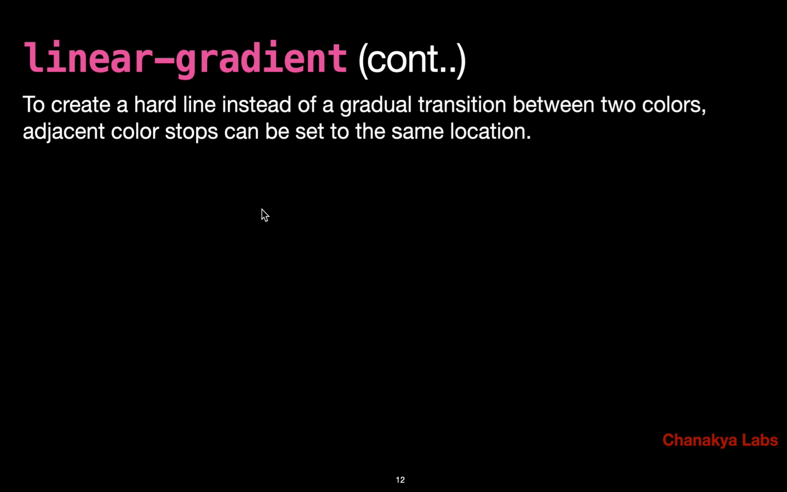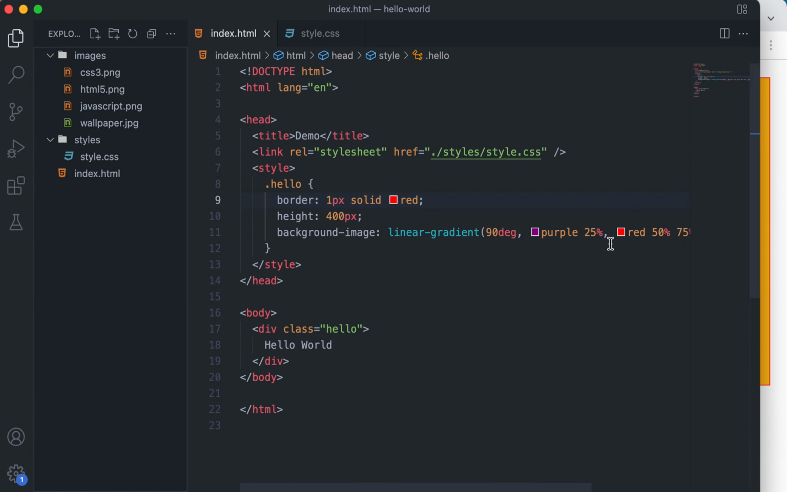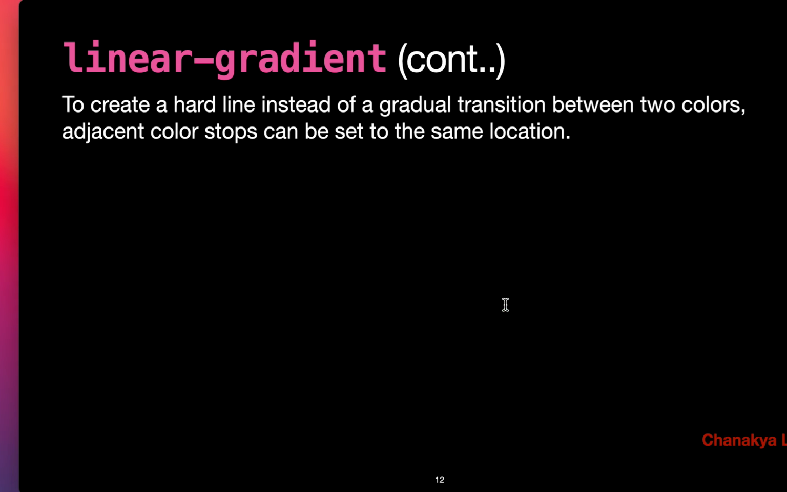Anyway, now let's see something like that. Okay, we saw some gradient stuff. Can we create hard lines? Hard lines means no gradient, just hard lines. Now you might think that if I want to create hard lines, then why would I use gradient? That is fine, but I wanted to show you that using the syntax we just discussed, we could also create hard lines. How?